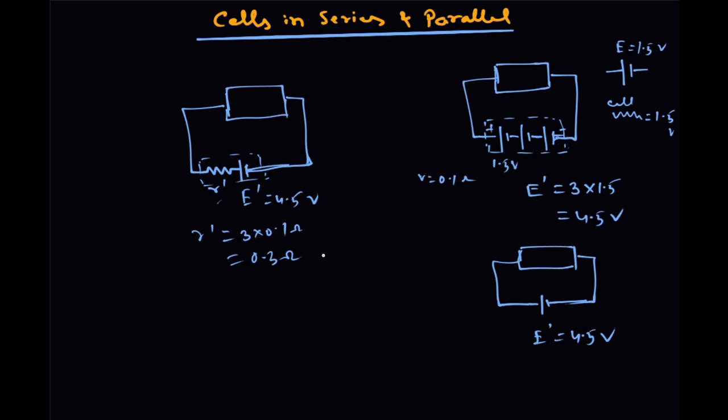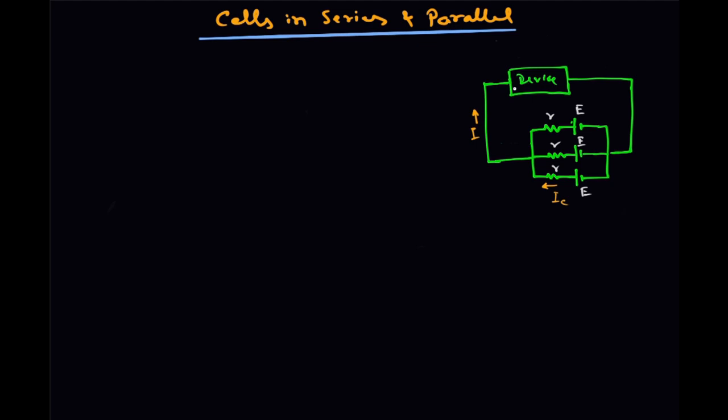So if there are N cells in series, then E dash is equal to NE, and R dash is equal to NR. This is the cells in series, and the cells also can be connected in parallel. Let us do it. This is one device that requires some voltage and some current, and that current may not be supplied by one battery. That's why batteries are connected in parallel.